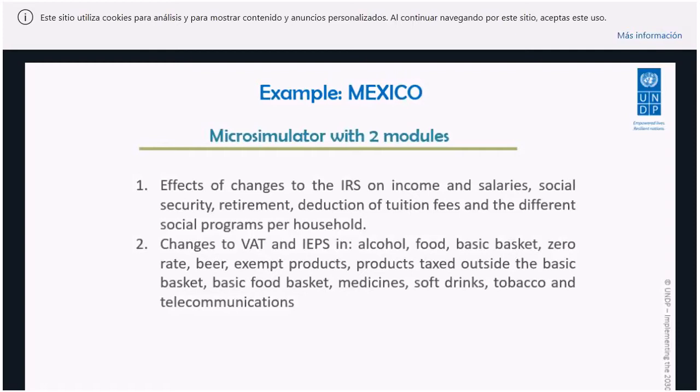And before the reform in Mexico, food and medicines were exempt from VAT. So it was a very controversial initiative. So at the moment, what UNDP did with the Ministry of Social Development, at that time I was working for the Ministry of Social Development, and I was on the other side of the project.